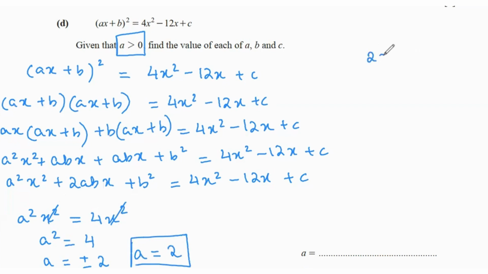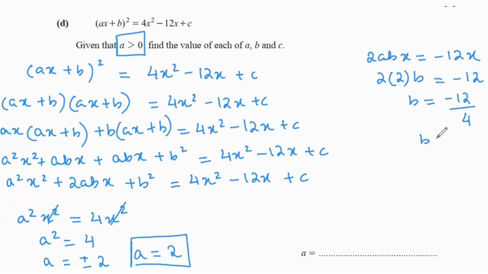Now we put 2abx equal to negative 12x. The x gets cancelled out. a gets replaced by 2. So we have 2 times 2 times b equals negative 12. b equals negative 12 divided by 4. And b equals negative 3.